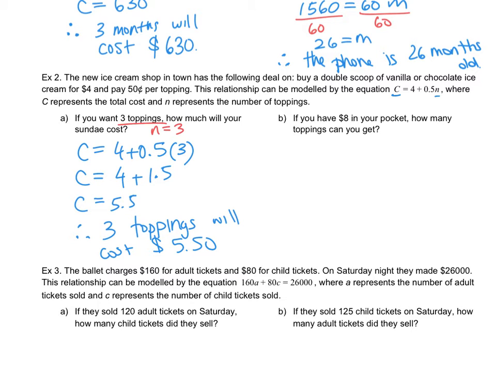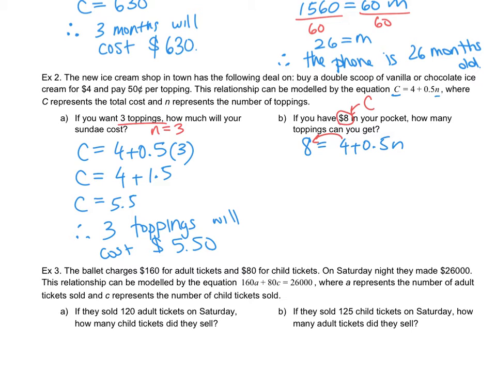What about if we go the other way around? You have $8 in your pocket. How many toppings can you get? So this $8 is going to represent the total cost of this sundae, or the potential total cost. So let's set C equal to 8, and then we can write the rest of the equation. And now the basic two-step equation.